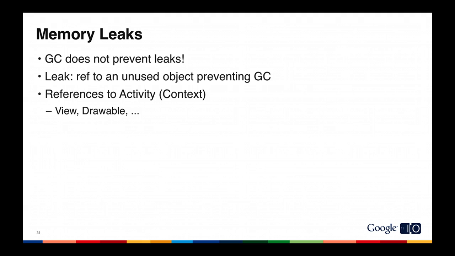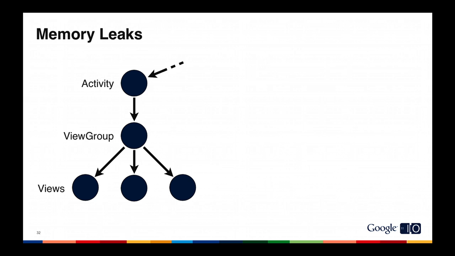And the reason that this is a problem, the reason this causes a memory leak, is this. So you've got your activity. It contains a view group, a linear layout or something, and it contains some views. And we've got a reference from the framework to the currently visible activity, right?